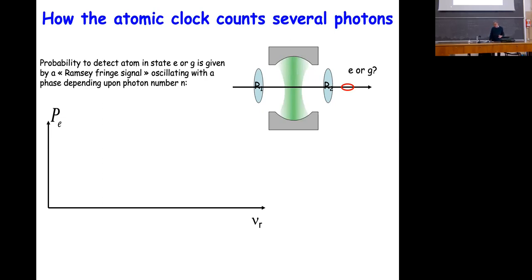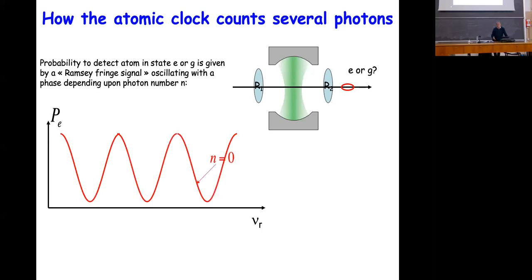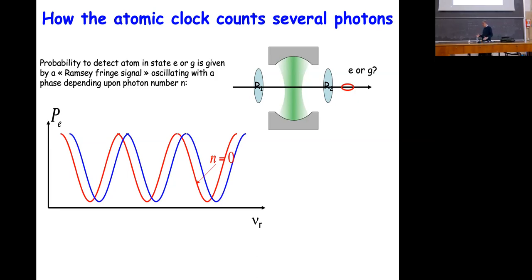Again, we work with the Ramsey interferometer, and I will present here the Ramsey fringe signals that you get for different photon numbers. If you have 0 photon in the cavity, you get Ramsey fringes. If you have 1 photon in the cavity, you get fringes which are shifted. Of course, now I use a shift which is smaller than a pi phase shift per photon; we need a smaller phase shift per photon. This is what you get with 1 photon. If you have 2 photons, you get this, and so on. And so you see that you have fringes which are shifted by a quantity which is proportional to the photon number.